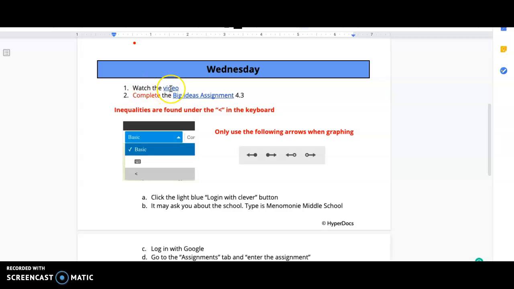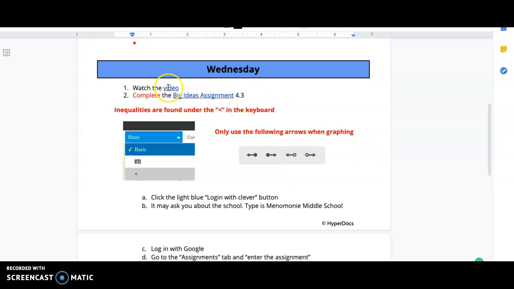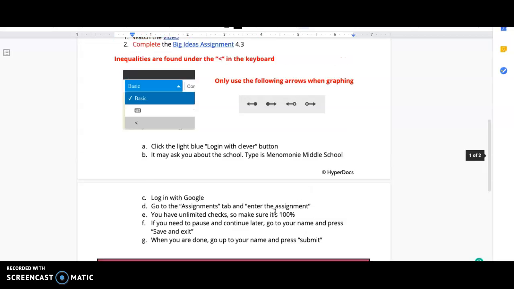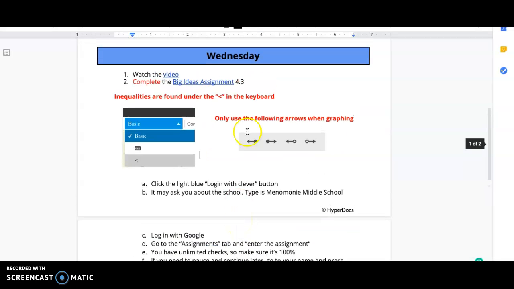Then on Wednesday, watch this video, please, please, please. So I am choosing these videos specifically because they go along with what the assignment is. And then you have your last big ideas assignment, 4.3. Remember, these are here. The inequalities are found under this symbol down here, and then only use these. And most of you have been following those directions really, really well.